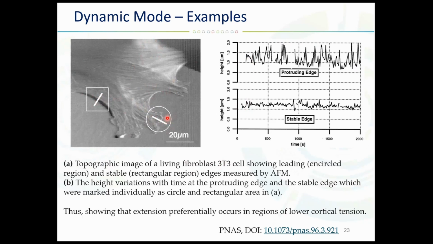So what we can see here is that if the edge is stable, the amplitude height is much lower in comparison with the protruding edge, which is here because it's constantly moving.